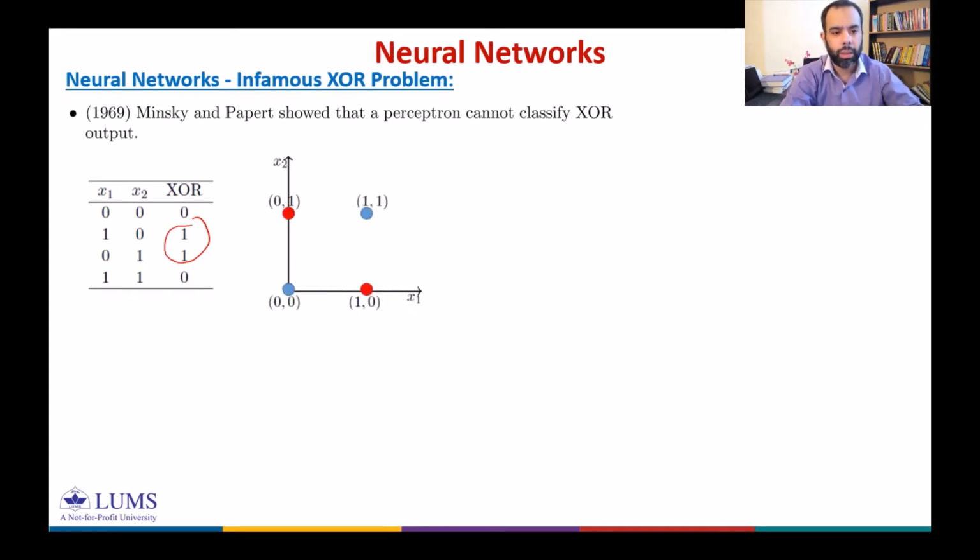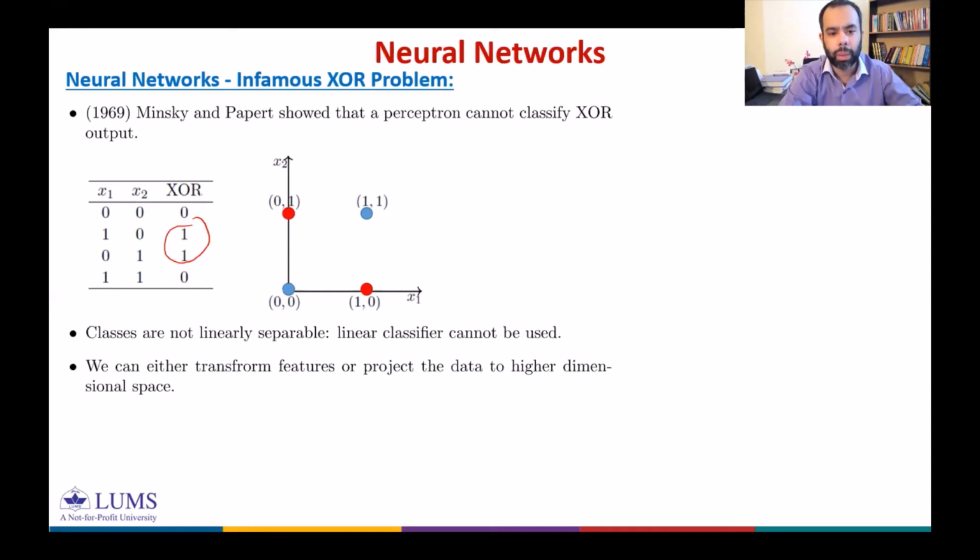If we see it in the two-dimensional space, for these points we have label 1, and for the blue points, we have associated label 0. Obviously, the classes are not linearly separable, and therefore we cannot use a linear classifier. We cannot use a perceptron. So one possible solution could be to transform the feature space, or project data to a higher dimensional space to make these points linearly separable. Or alternatively, we can build a network of linear classifiers. We can build a network of perceptrons.